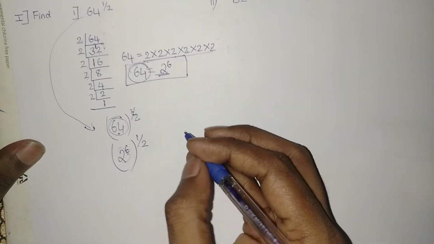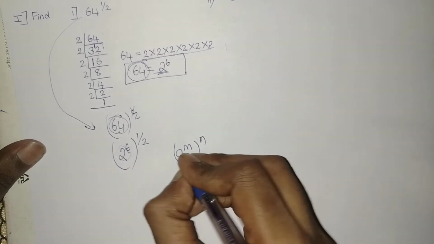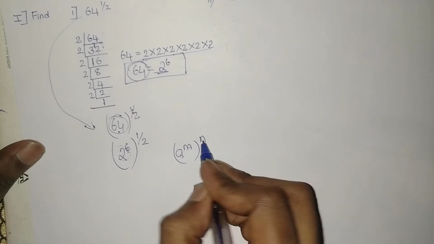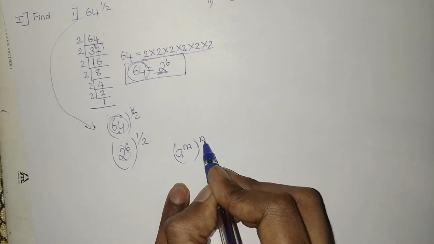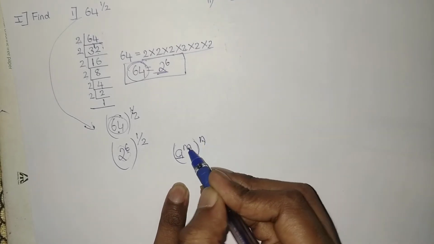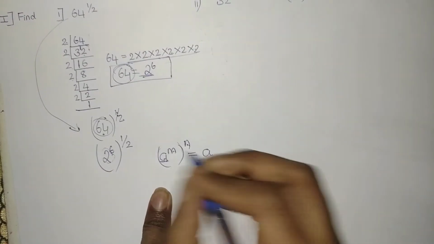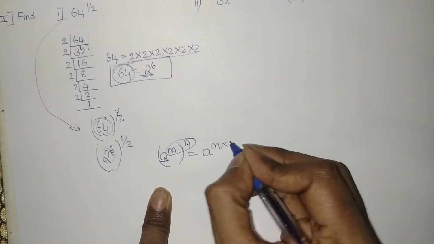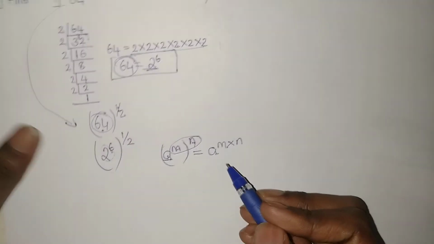What if we have two exponents? We have a law of exponent that states (a power m) whole power n. This is pronounced as a power m whole power n. See, a is the base, where m and n are two exponents. Whenever we have two exponents, it can be evaluated just by writing the base and multiplying the two exponents. Just multiplying the two exponents, we will get our answer.